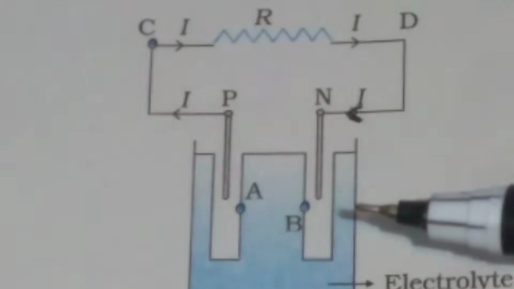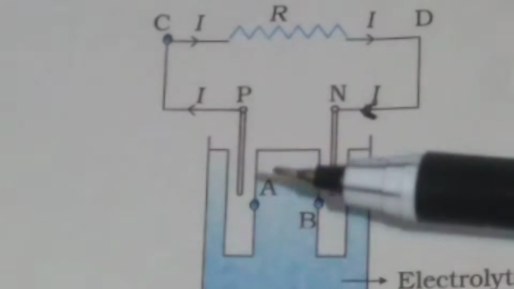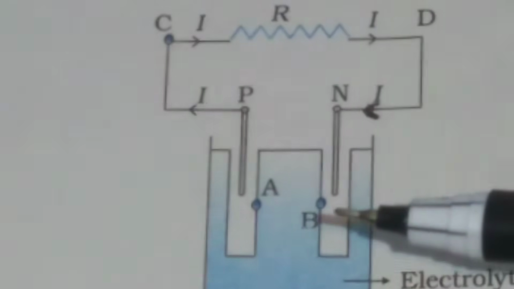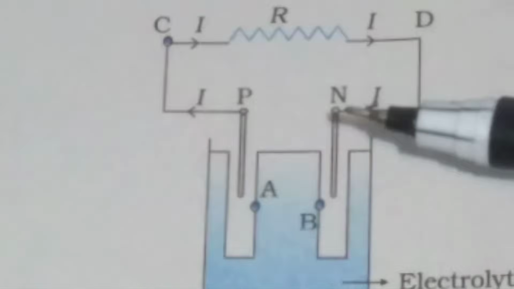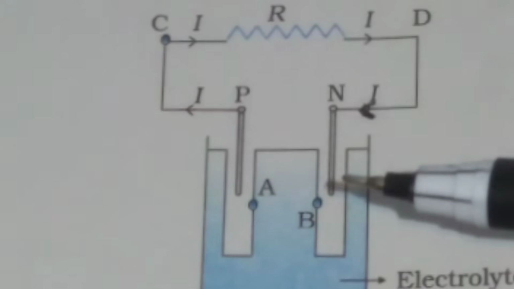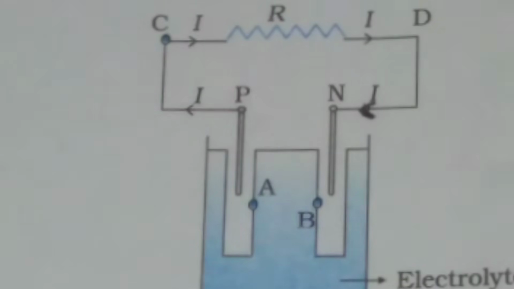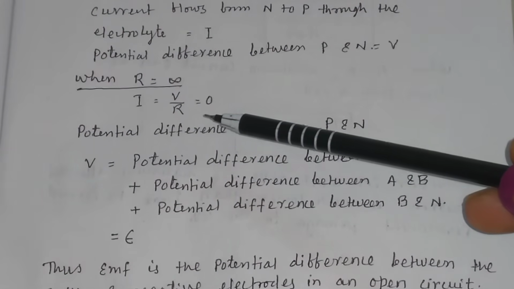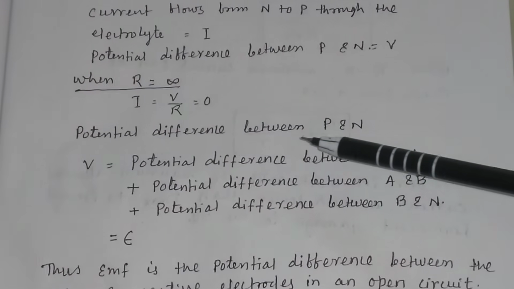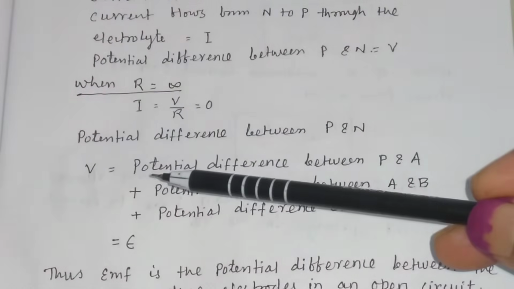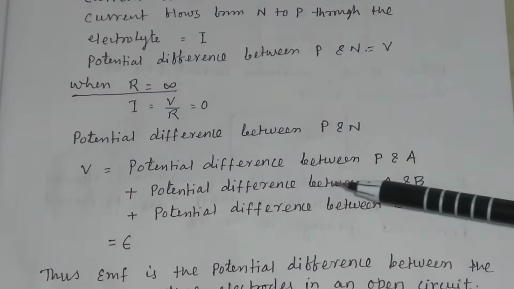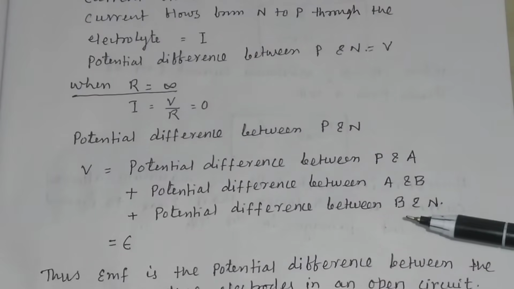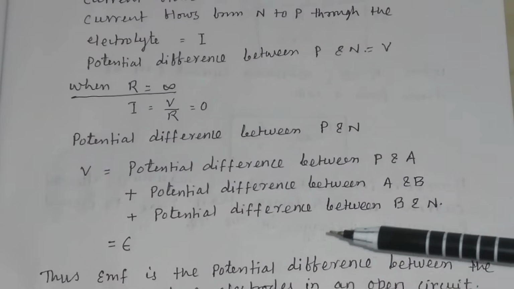So potential difference V will be equal to the potential difference between P and A plus the potential difference between A and B plus the potential difference between B and N. And this potential difference will be equal to the EMF. So when R is equal to infinity, I is equal to V by R, that is equal to 0. The potential difference between P and N, that is V, is equal to the sum of the potential differences P to A, A to B and B to N, which is equal to epsilon or EMF.